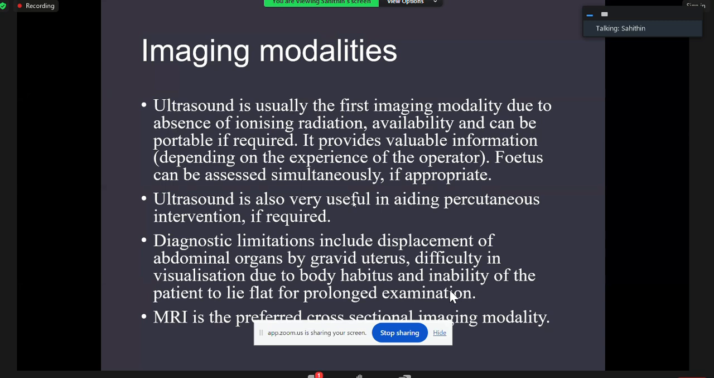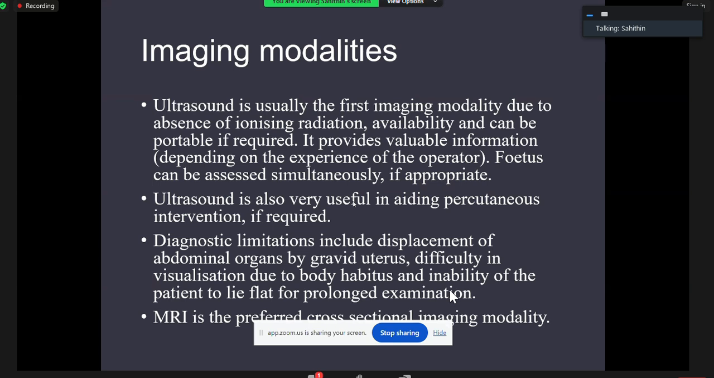What are the imaging modalities we use? As always, ultrasound is the first. There is no radiation, it's cheap, it's portable, and easily available. When done by the right person, it provides extremely valuable information, not just about the conditions. Also, it's a dynamic test. So bowel motility, tenderness where the patient is tender, these are all things that add up to us providing a diagnosis to the clinicians. And if need be, the fetus can be assessed simultaneously. If the woman needs percutaneous intervention, then ultrasound is the modality of choice.